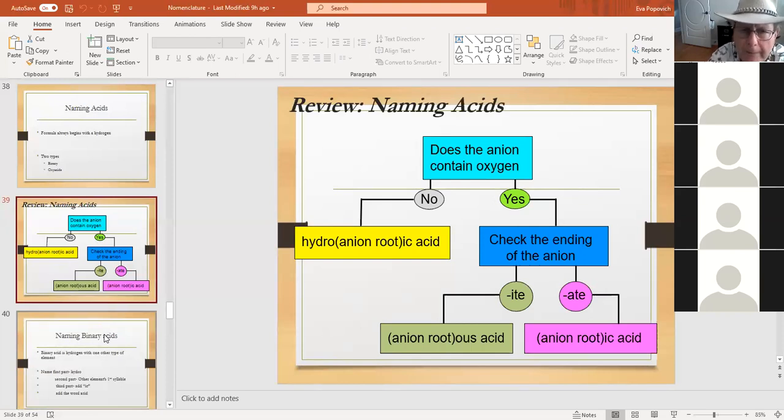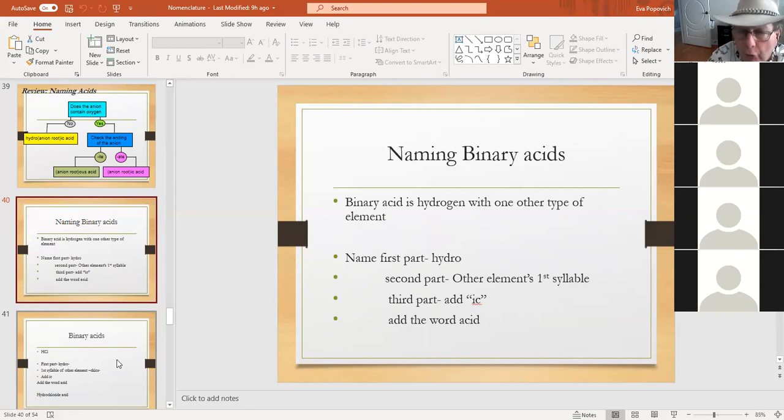So if you're naming an acid, you got to ask yourself, does the acid contain oxygen? If it's no, you name it by saying hydro, whatever the anion first syllable is, ic acid. If the anion does have oxygen, you got to check the ending of the anion. If it is ite, it is the root plus ous plus acid. If it's ate, it is the first syllable plus ic and acid. Note, the oxyacids do not use a hydro.